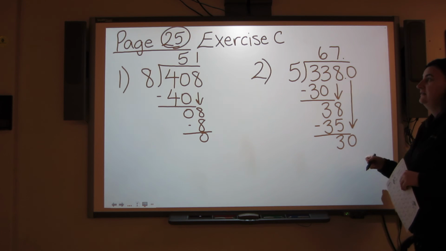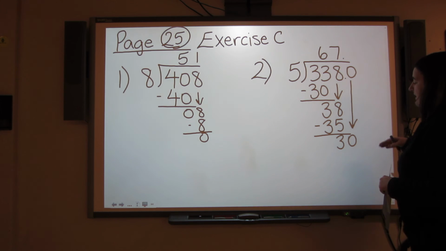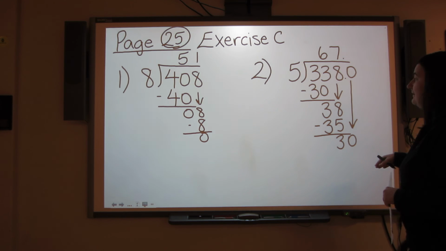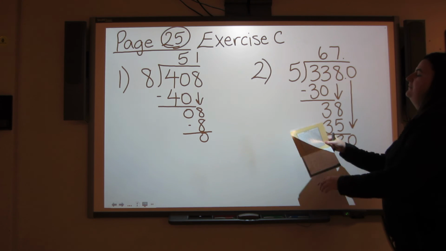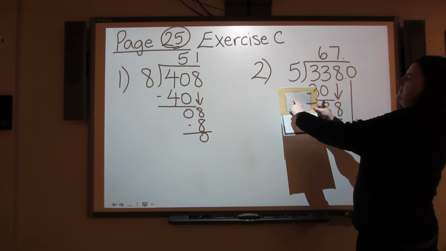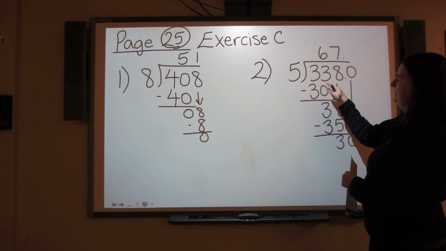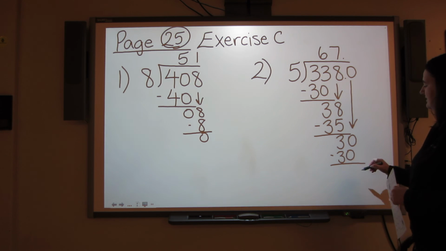Now remember, if you need to, you can drop up to 3 zeros if you keep having remainders. But in this case, that's not going to happen, because 5 can go evenly into 30. If you look down your 5s, 30 is right there. In fact, we already used 30 in the first one. So I know that 5 goes evenly into 30 with 0 remainder.